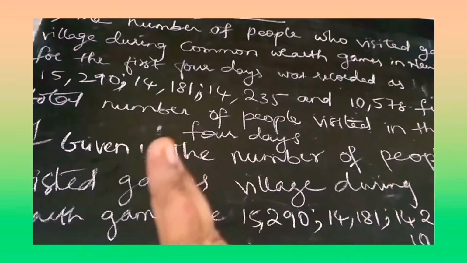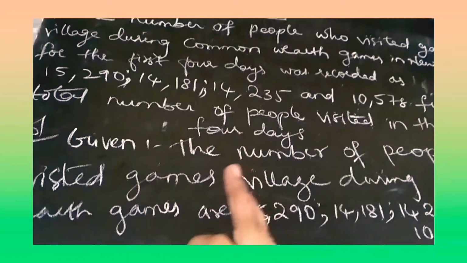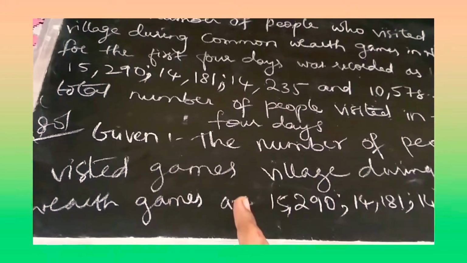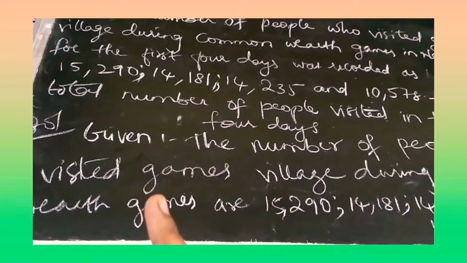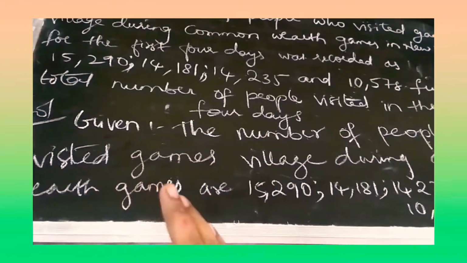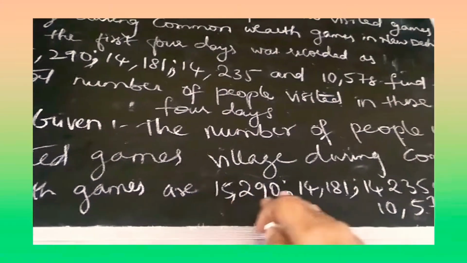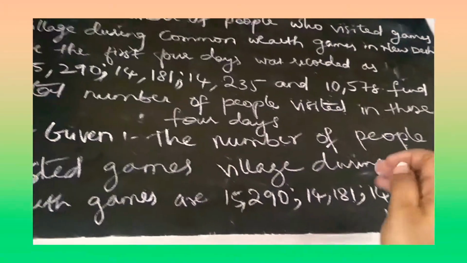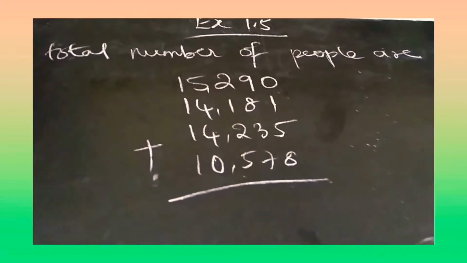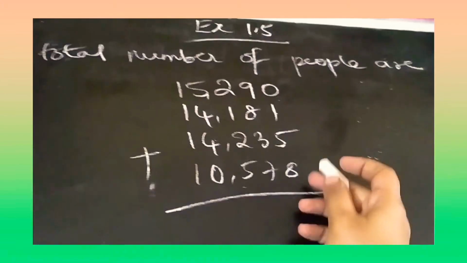Total number means you have to do here addition. Okay, you have to take these 4 numbers and you have to do addition. In the word problem always you have to write first given. Okay, given the number of people who visited games village during Commonwealth Games are, you have to write all numbers. Now we will do the addition. Total number of people are, okay, we'll write all the numbers. Okay, now we'll do the addition.